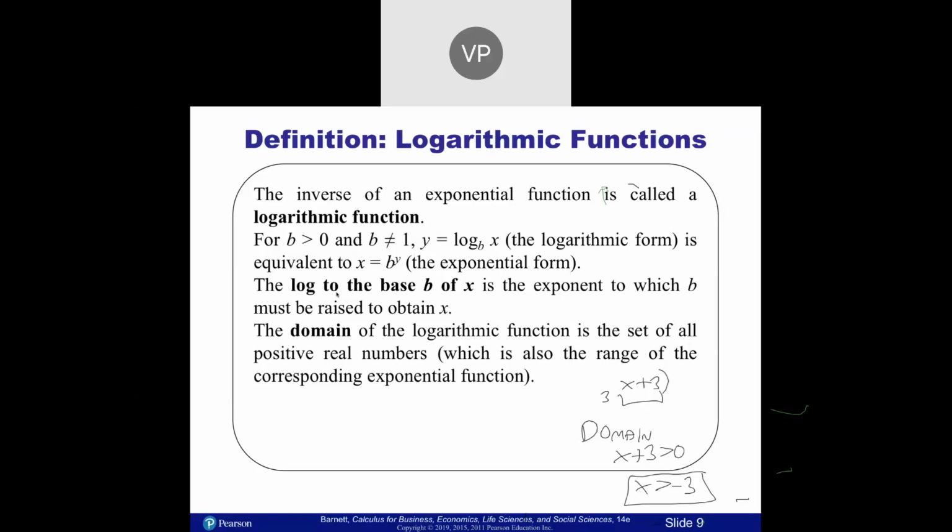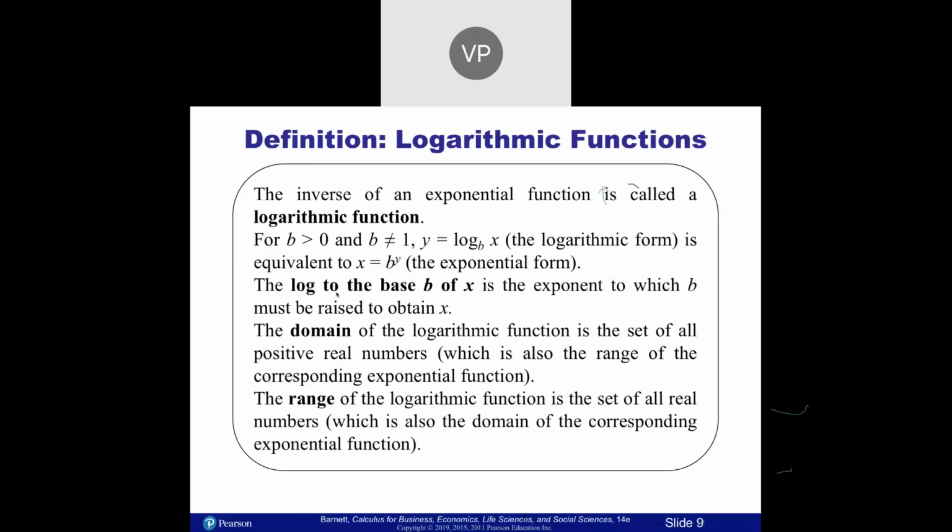Okay, now this is going to come in handy because you're going to be plotting points. You're going to be making a table like we did on the last couple sections. So you want to make sure you're picking points that actually work, that don't give you an error when you plug them into your calculator. So you're not wasting time on those.